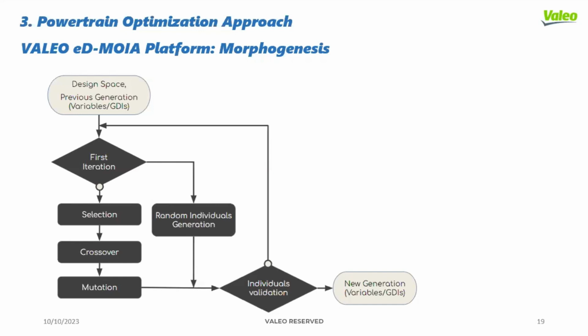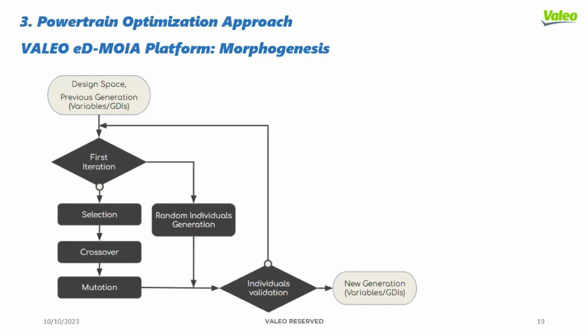But what we have added to this is an individual's validation. So why are we talking about individuals? You know, in genetic algorithm, we have generations, and each generation has a number of individuals. So that's why I am mentioning individuals here. An individual is a set of parameters of the machine and the inverter and the gearbox.